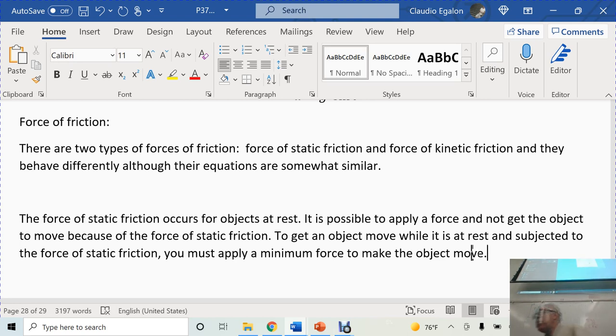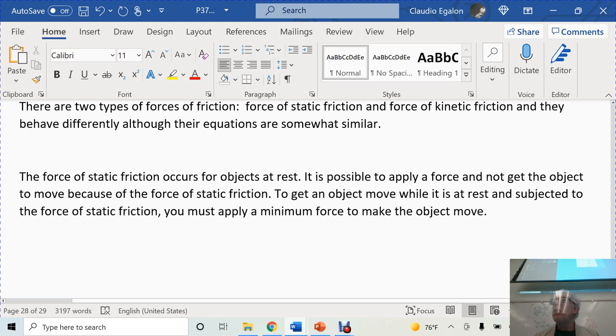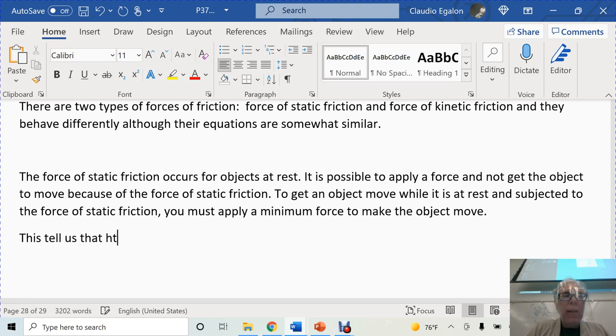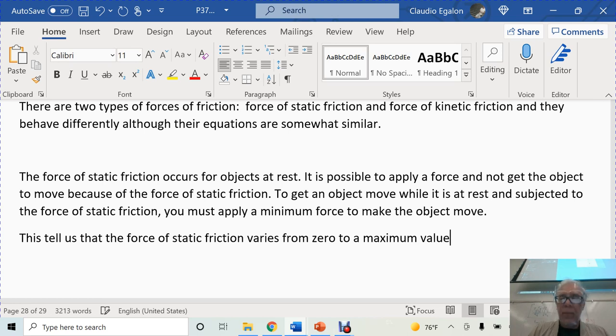Okay? Just like my bag here too, right? I'm going to apply a force, and then finally I made it move. That's how the force of friction behaves. So what does it tell us? It tells us that the force of static friction can vary from zero to a maximum value. That's how it is.